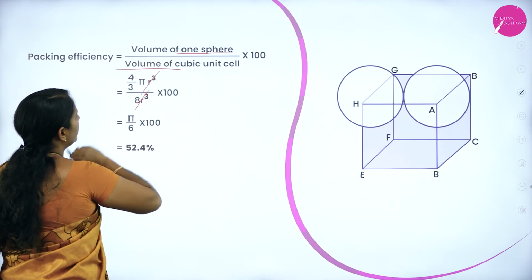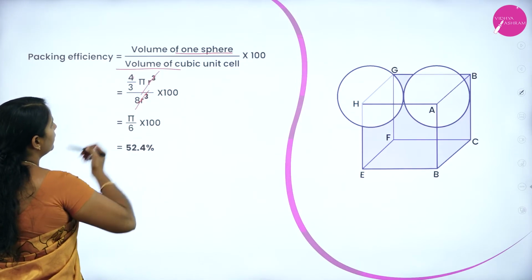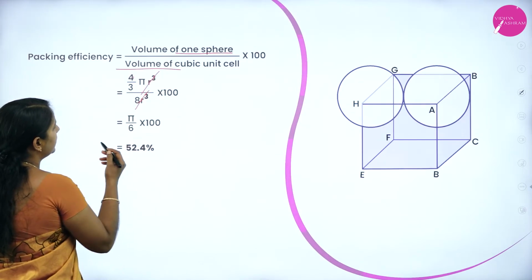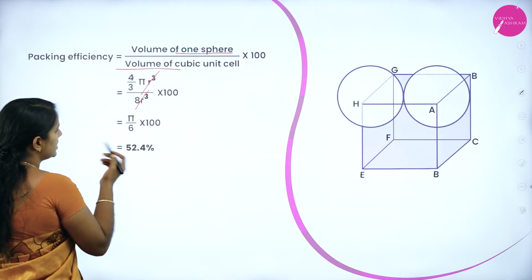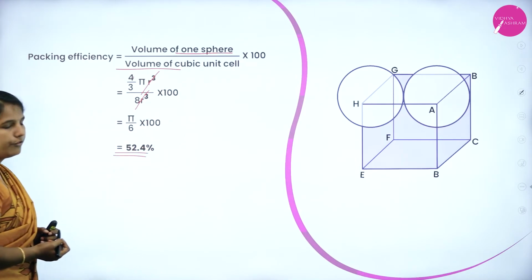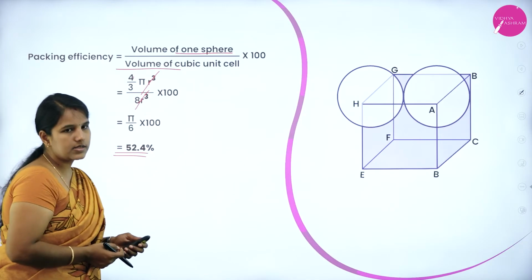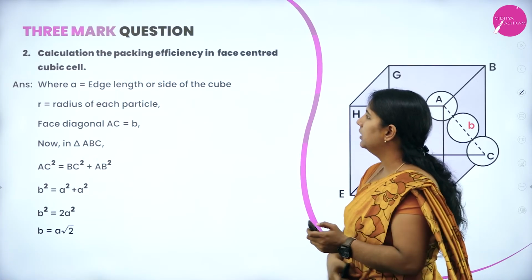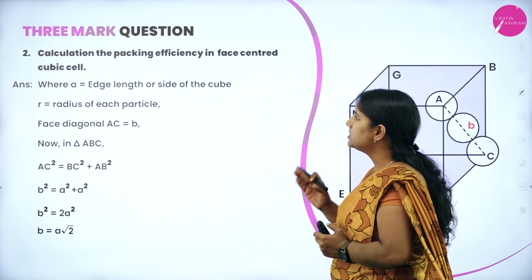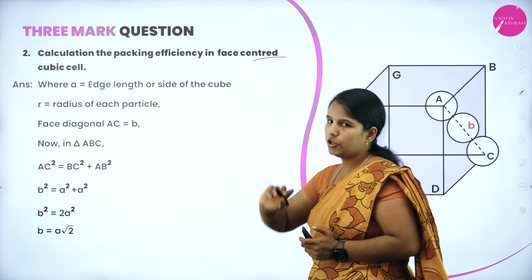This r cube will get cancelled out, and if you do this simple calculation, you will get pi r divided by 6 into 100, which is nothing but 52.4%. I will go with one more example. Calculations of packing efficiency in face-centered cubic unit cells.